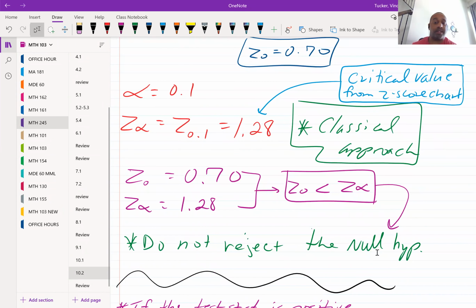So do not reject the null hypothesis because the test statistic was less than our critical value. Did I write my symbolism wrong? T alpha, right. Test statistic was less than my critical value. Yep. I was thinking about something from the p-value. But once again, if your test statistic was greater than your critical value, then you would have rejected the null hypothesis.